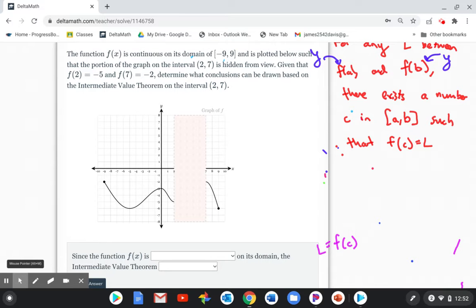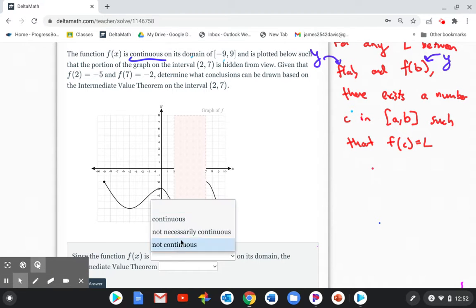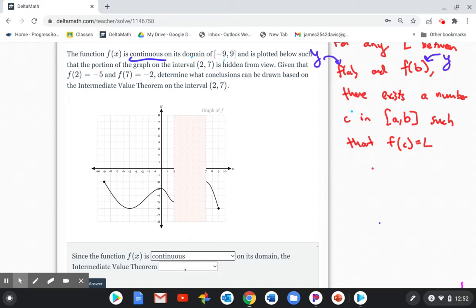Okay, first thing to look for when we start this, make sure the function is continuous on whatever interval we're talking about. This one does say it's continuous on the entire domain, -9 to +9. So that means it is continuous on the little interval we're going to be looking at there, which looks like 2 to 7. So since it is continuous, the intermediate value theorem does apply, can be applied.